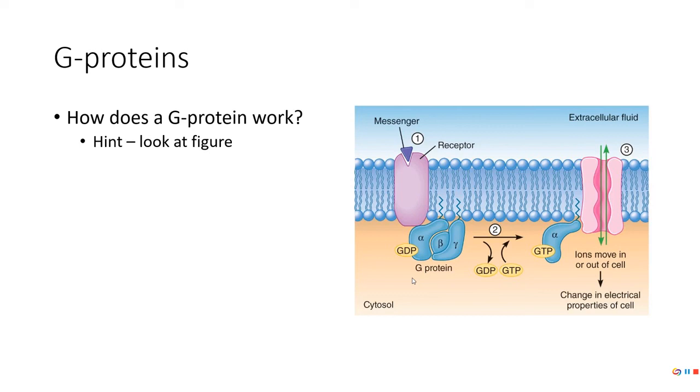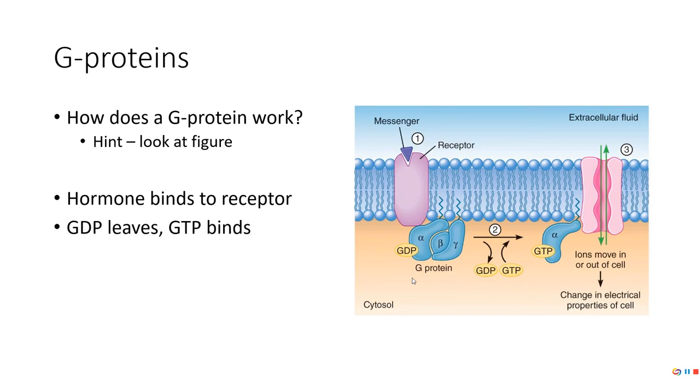We'll take a minute to look at this figure. There's three primary steps. Step one, a hormone, chemical, neurotransmitter, ligand, something like that, binds to a receptor. When this happens, generally GDP leaves. It's kicked out of the sorority and then GTP replaces it. That's not always the case, but generally speaking, GDP leaves, GTP comes in.